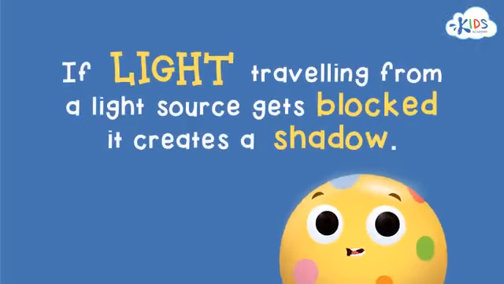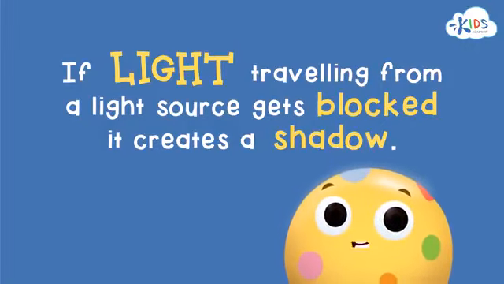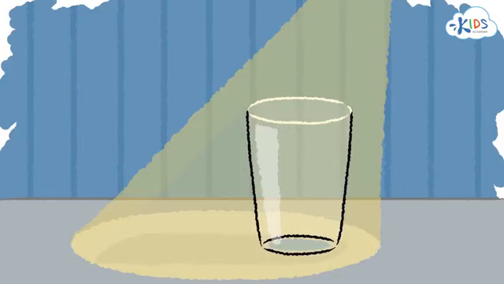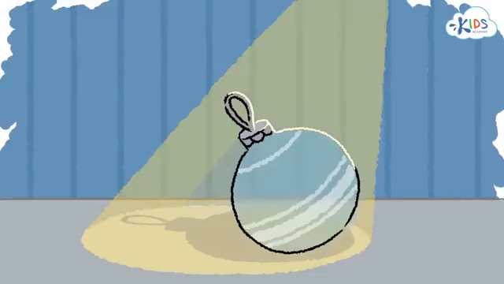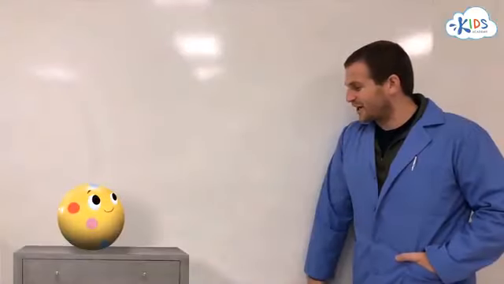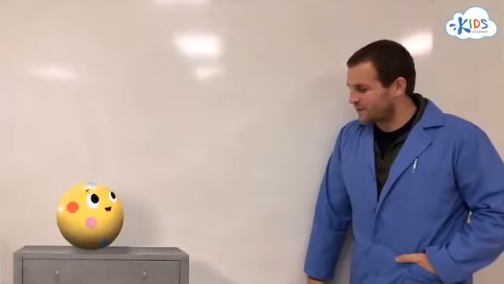Today, we learned that if light traveling from a light source gets blocked, it creates a shadow. Different objects can create different types of shadows. Transparent means all light passes through. These objects are almost invisible. Translucent means some light can pass through. And opaque means no light can pass through. Opaque objects make really good shadows. That's a lot of cool stuff about shadows. Let's get back to our shadow puppets.